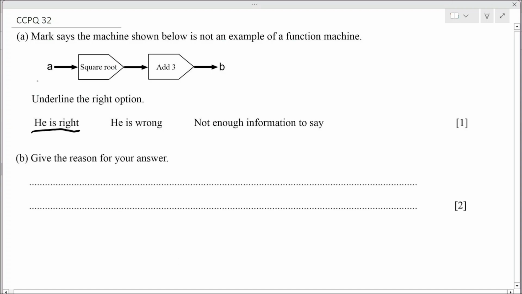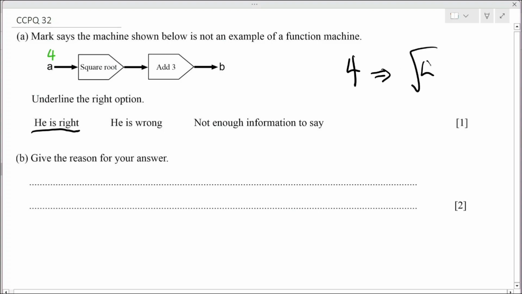And why is right is, let's take a value for a where you can easily find the square root. You take a, find the square root of a, then add 3, then you get your output, which is b. Let's take 4 for example as a. So the square root of 4, you say it's 2. Square root of 4 is not just 2.